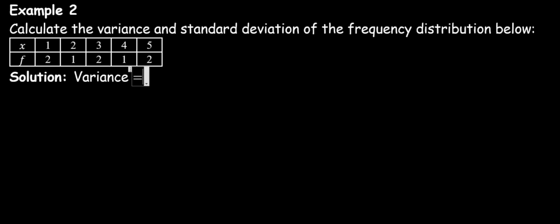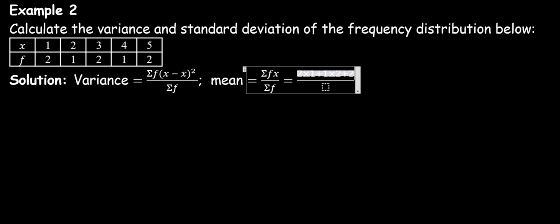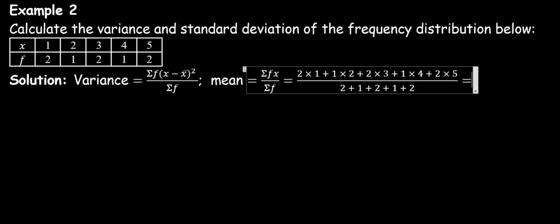Variance is equal to the summation of f times (x minus x bar) squared, divided by the summation of f. Whereas mean is equal to the summation of f x over the summation of f, which is equal to 2 times 1 plus 1 times 2 plus 2 times 3 plus 1 times 4 plus 2 times 5, all over 2 plus 1 plus 2 plus 1 plus 2, which is equal to 24 over 8, and that is equal to 3.